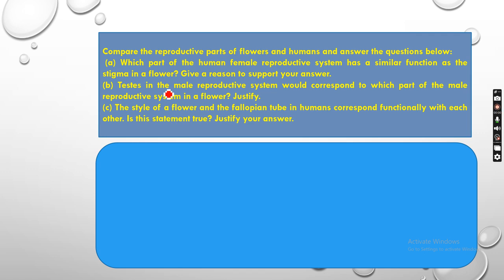First question, which part of the human female reproductive system has a similar function as the stigma in a flower? I hope you remember the parts of a female reproductive system and the stigma of a flower. So which human female part will you compare with the stigma in a flower?